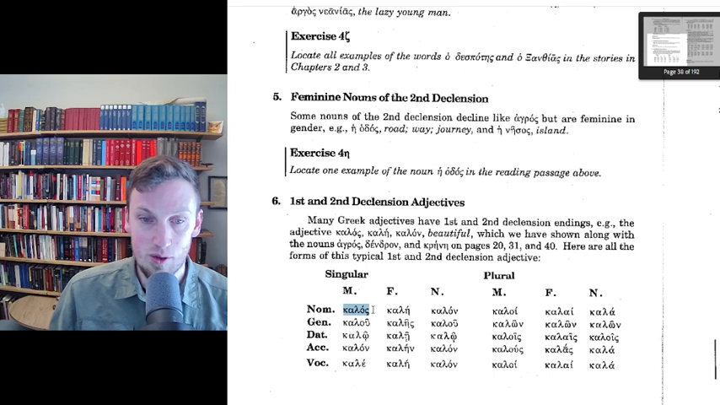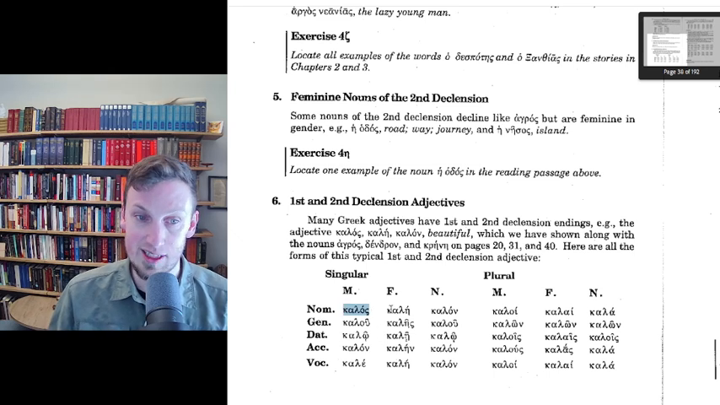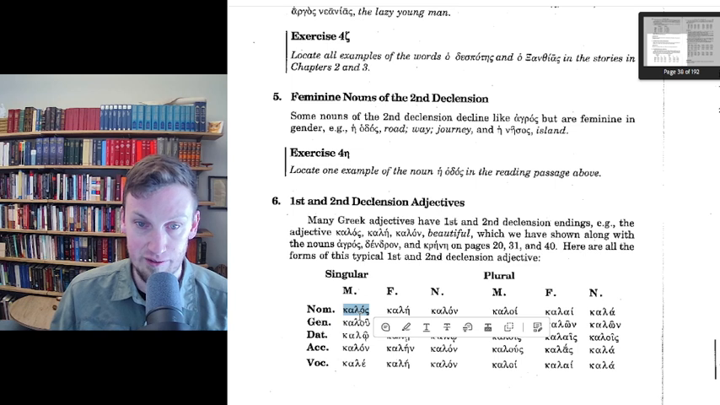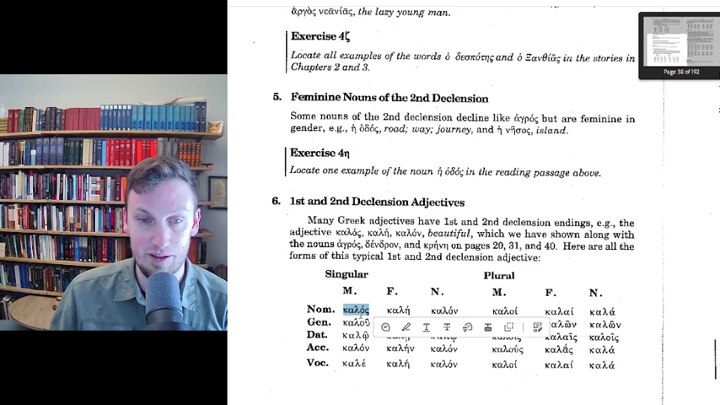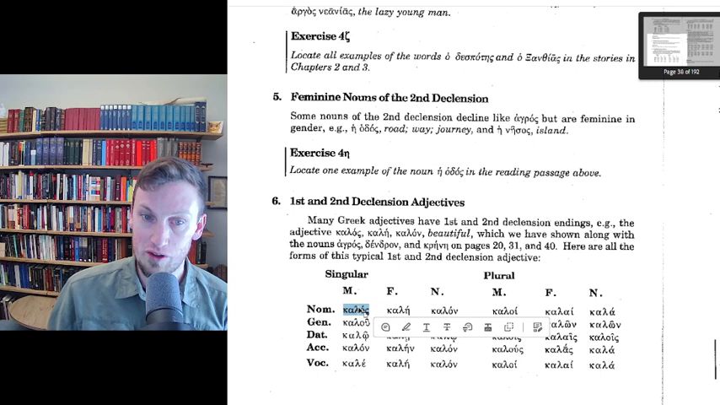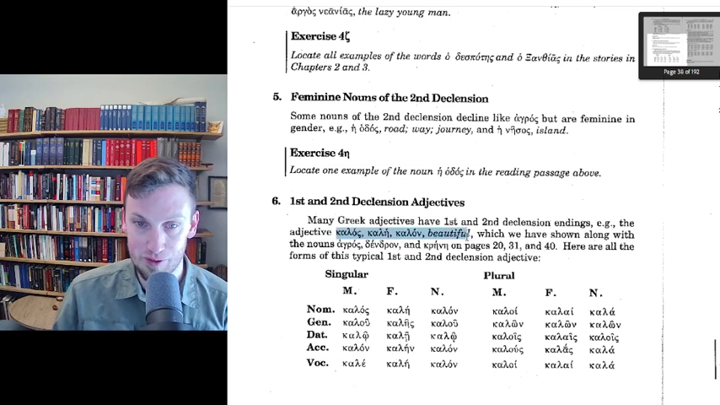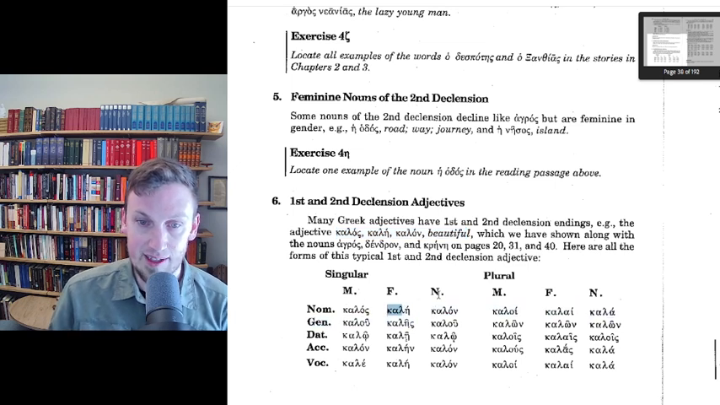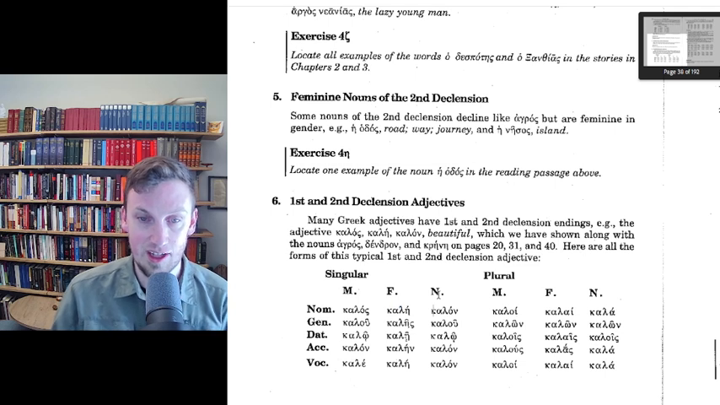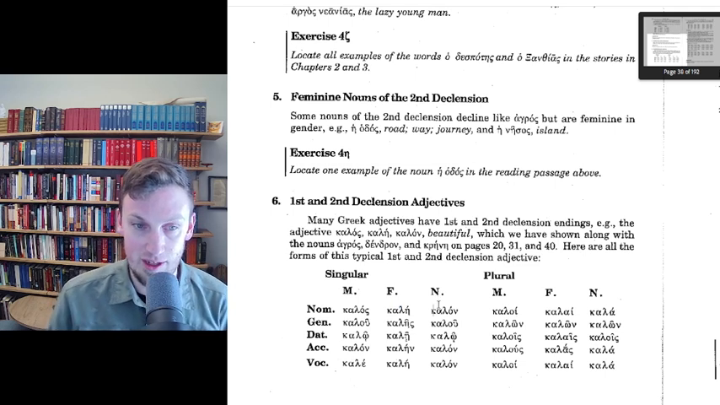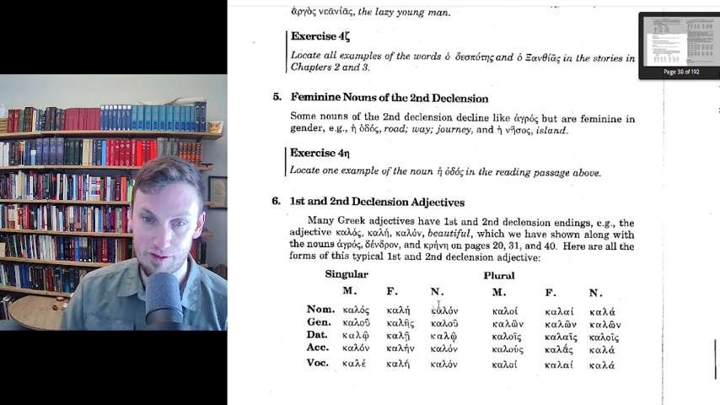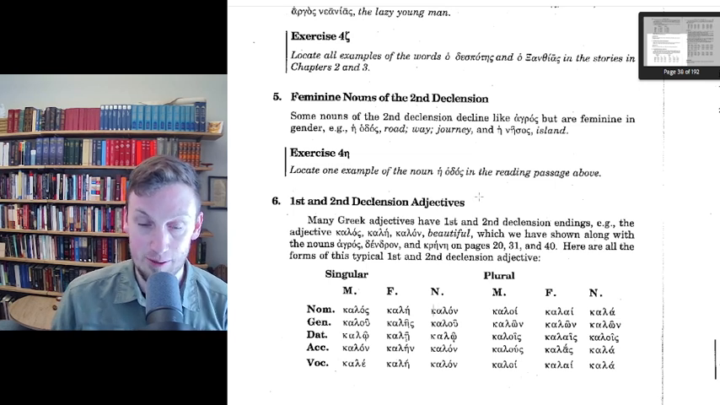So kalos is going to be used for masculine nouns regardless of declension. That is the masculine singular nominative for this adjective. We'll learn there are other kinds of adjectives that belong to other declensions, but this is what we call a 2-1-2 adjective. That means anytime you want to call something beautiful, you're going to use the word beautiful in its second declension for the masculine, in the first declension for the feminine, and the second declension for the neuter. It's a 2-1-2: second declension adjective masculine, first declension feminine, second declension neuter. 2-1-2 adjective, referring to which declension corresponds to which gender.